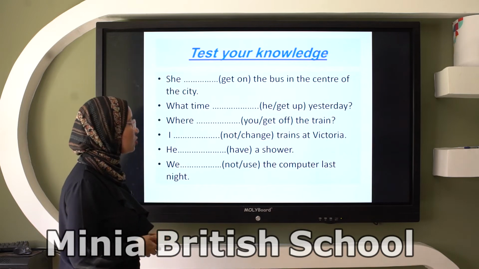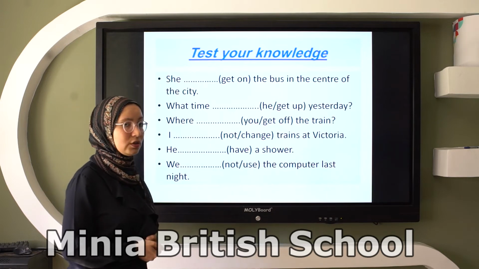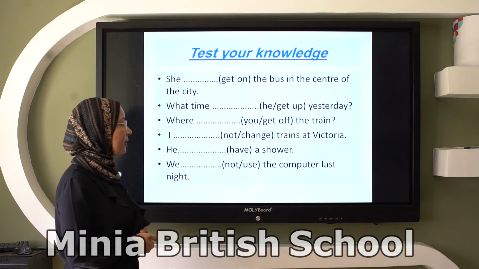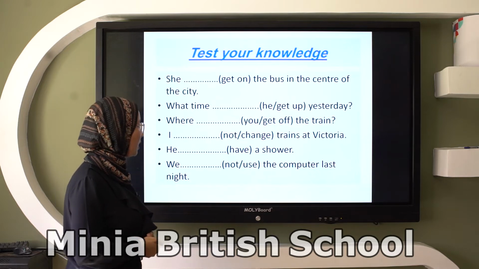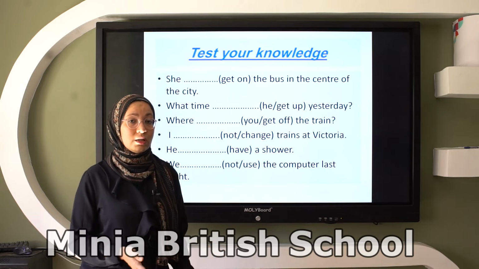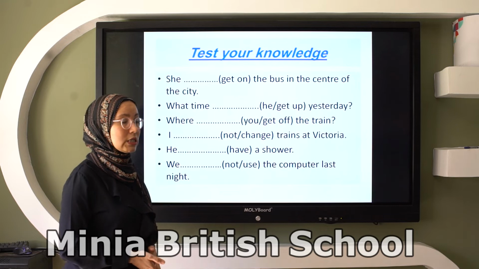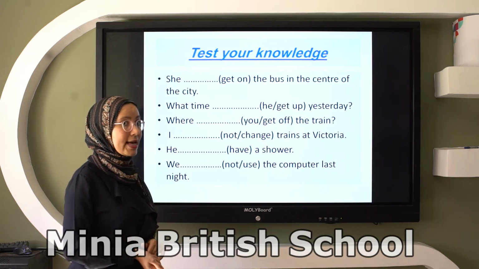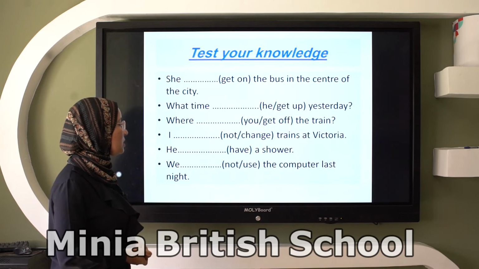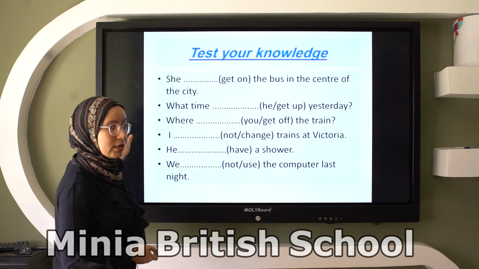Okay, I not change the trains at Victoria. I did not or didn't. You can use the short form or the long form. So I didn't change trains at Victoria. He have a shower. He had a shower, as we said that had, with all subject pronouns, it's stable. Had. Okay, so he had a shower. The last sentence, we did not use the computer last night.